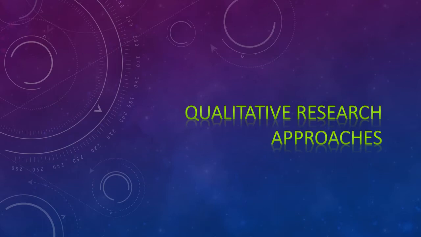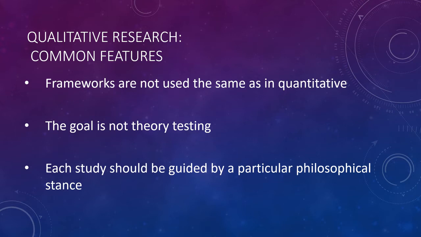So let's look into the qualitative research approaches and the designs. Each of the designs in qualitative research has its own uniqueness, but there are also common features that cut across qualitative research designs, and sometimes even the boundaries within each research tradition could be blurred because they share some of these characteristics. Some of the common features of qualitative research design are that the frameworks are not used the same way as in quantitative research, so it's pretty obvious. And of course, like we said, the goal is not testing a theory. And each study should be guided by a particular philosophical stance, of course, except for the generic descriptive qualitative research.